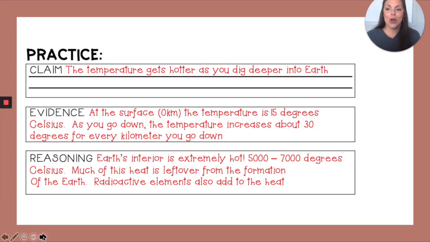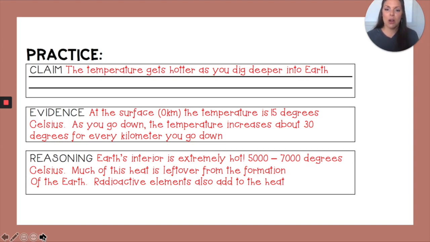So the result could look like this. Remember, our structure is claim, evidence, reasoning. Here, our claim is the temperature gets hotter as you dig deeper into the earth. Our evidence is at the surface, 0 kilometers, the temperature is 15 degrees Celsius. As you go down, the temperature increases about 30 degrees for every kilometer you go down. You could pause the video if you like, go back and look at that data table to verify what I'm saying.